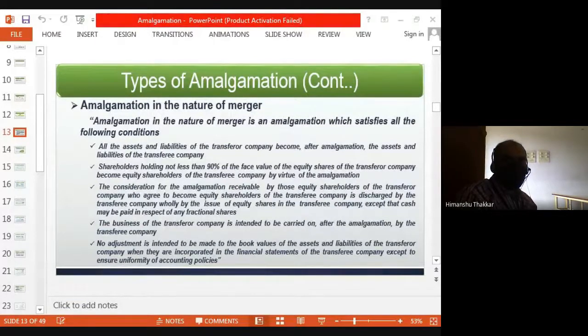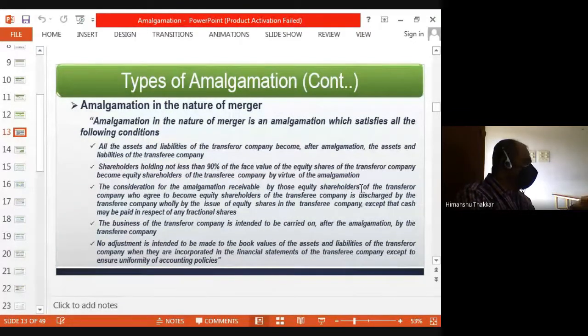First condition, very simple to understand. Assets and liabilities of B Limited will become the assets and liabilities of A Limited after amalgamation. Second condition. Shareholders holding not less than 90% of the face value of equity shares of the transferor company become the equity shareholders of the transferee company by virtue of amalgamation.